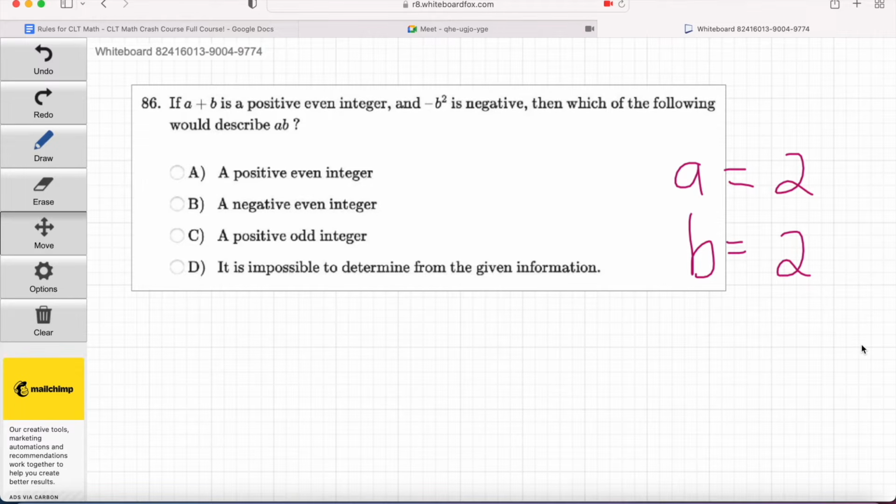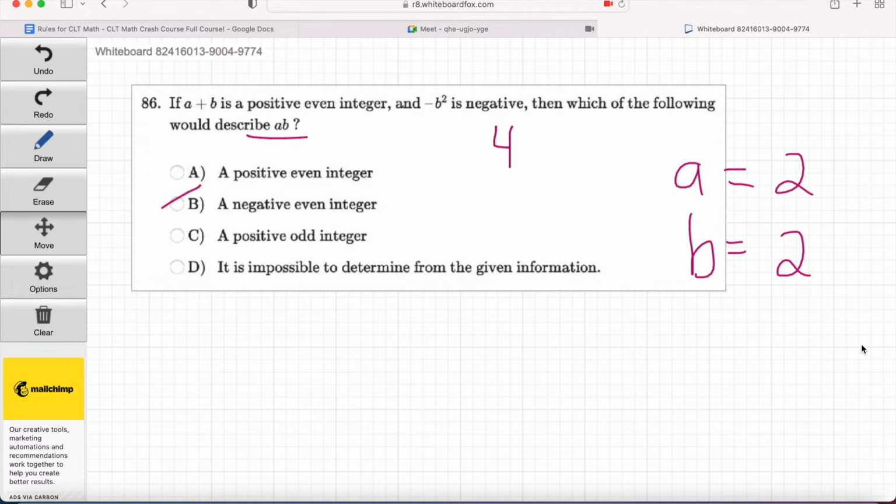Okay, let's look at answer choice A. Go ahead and read that for me, please. A positive even integer. Okay, right, and the question is, what describes A times B? So is A times B a positive even integer? It would be, yes. It's 4, right? So let's keep it. Absolutely. What about answer choice B? It would not be negative. Nope, it's not negative here, so it doesn't have to be true. So B is gone.